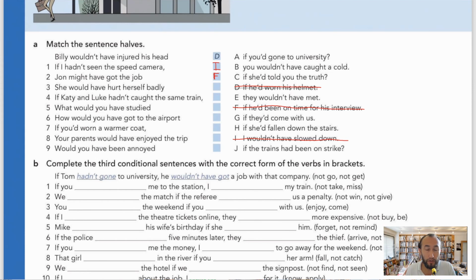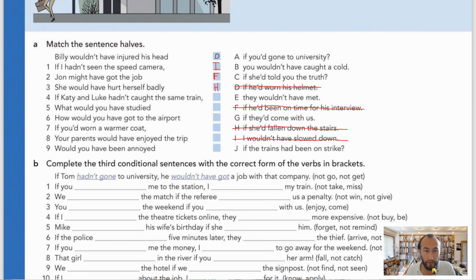Number three, she would have hurt herself badly. Okay, so from here, I can understand that she didn't hurt herself badly because H is good here: if she had fallen down the stairs, H. That means she didn't fall down the stairs, right? She didn't fall down the stairs, reality, and she didn't hurt herself badly. But if the opposite had happened, if she had fallen down the stairs, then yes, she would have hurt herself badly, guys. Okay. Now we're moving to 4.